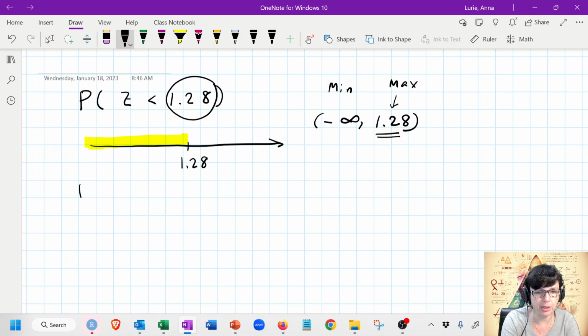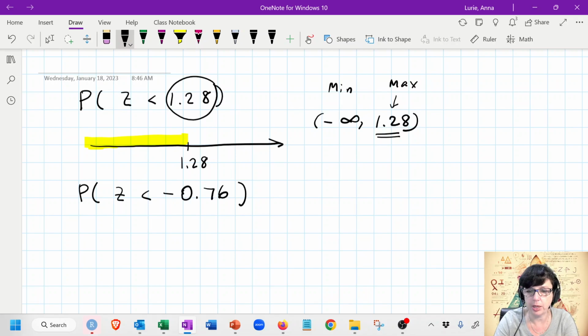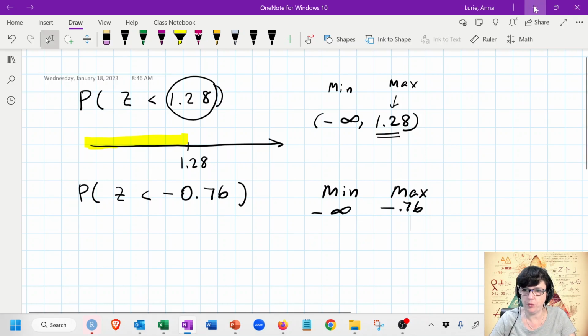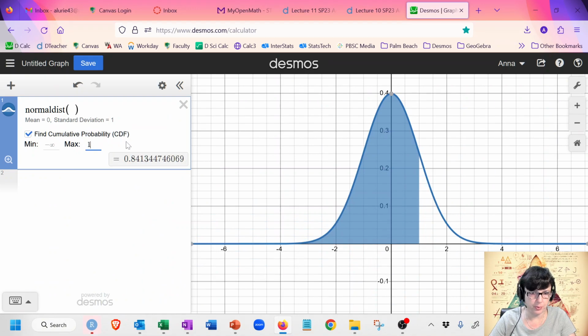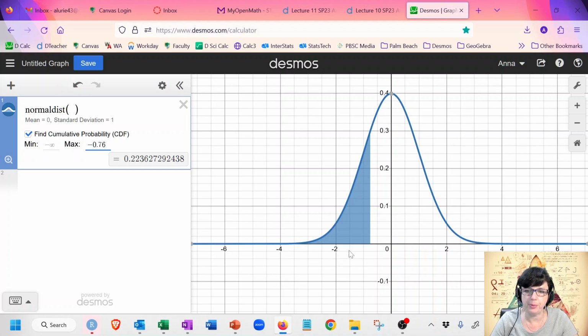So another example, let's say I wanted to find the probability that z is less than, let's say, -0.676 or something like that. Same thing. The interval will start at -infinity, so the minimum will go at -infinity. The maximum will be -0.76. So all I have to do over here is just change this number to -0.76, and it also will update the area for me and give me the answer. So the answer is like 0.2236.